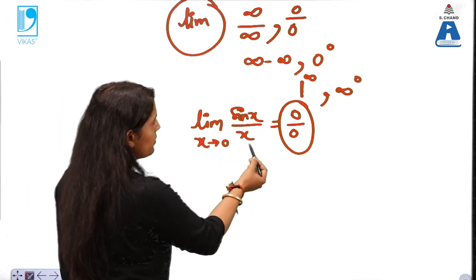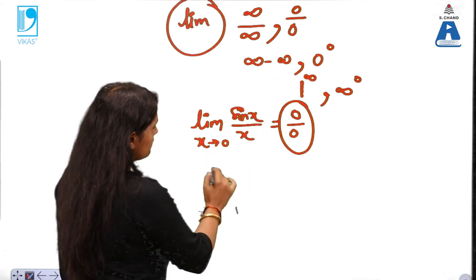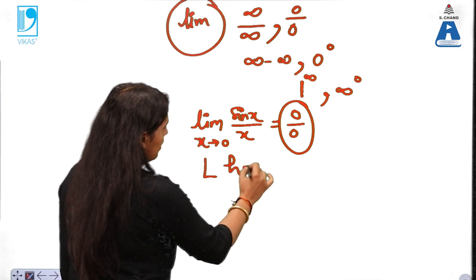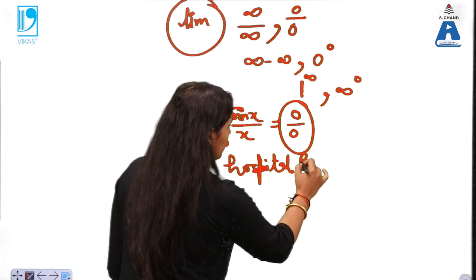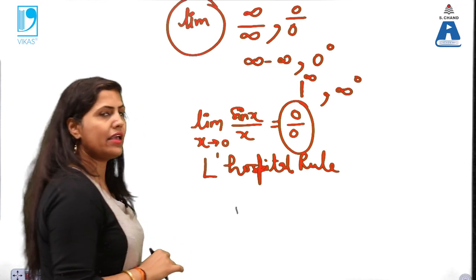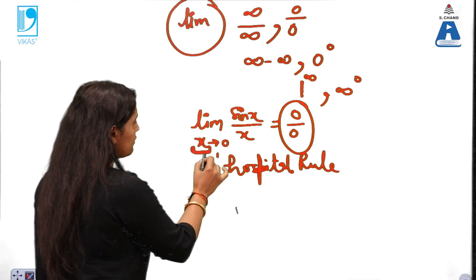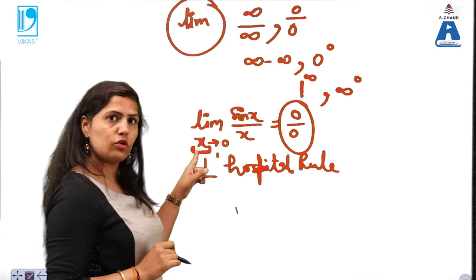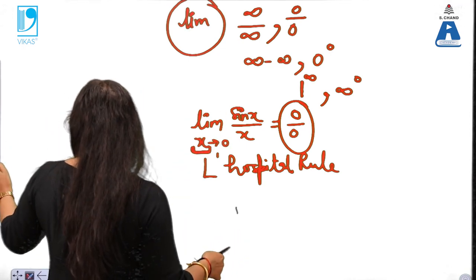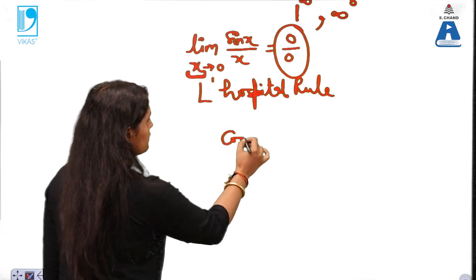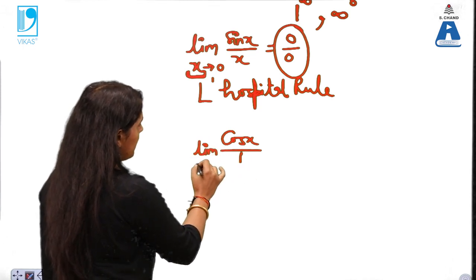This is a 0 by 0 form. Whenever you get a 0 by 0 form, or any such form, the first thing is we use L'Hopital rule, and this rule says you differentiate numerator and denominator separately with respect to the respective variable, because you are calculating the limit with respect to x. So you have to differentiate both with respect to x, others will be treated as constant. Sin x derivative is cos x, x derivative is 1, and the limit is as it is.